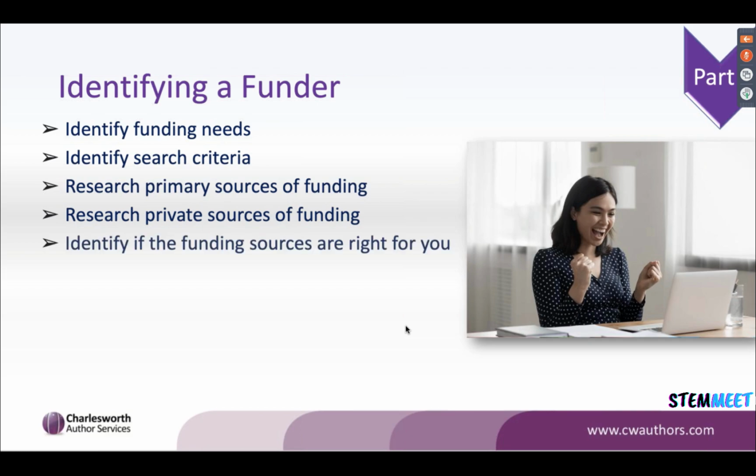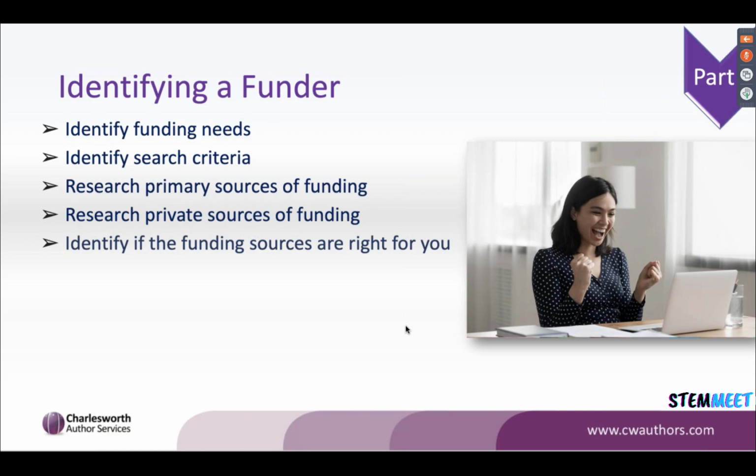Once you have a list of some public and private potential funders, you have a list of things you ask yourself to identify if the funding sources are right for you. Always look to see, is the opportunity still open? Are they still funding that program? How much are they giving to your subject area? What amount is the funding? Does that make sense for what you're trying to do?